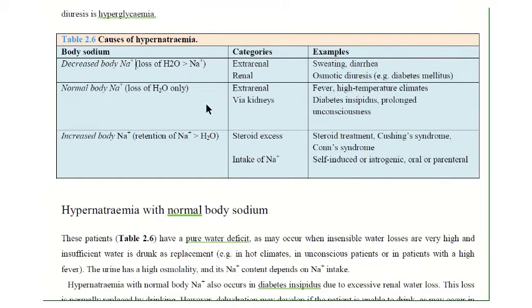إذن وهنا في الجدول أيضا هذه الحالة الثانية اللي هي الهايبرناتريميا with normal body sodium. هنا قلنا loss of water only، loss of water H2O only. وهنا الأسباب extra renal، أيضا أكو أسباب خارج الكلى، الفيفر، الهاي temperature climate، وفايا kidneys في حالة diabetes insipidus، prolonged unconsciousness.